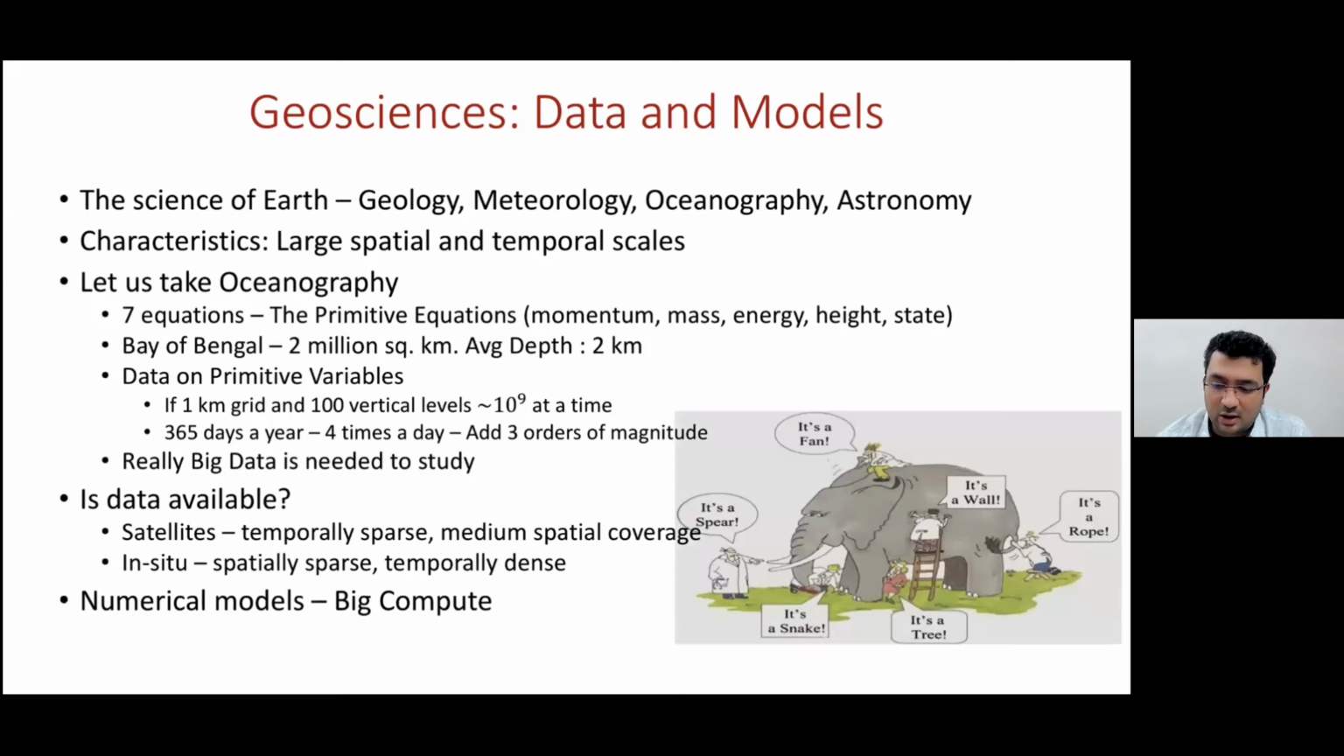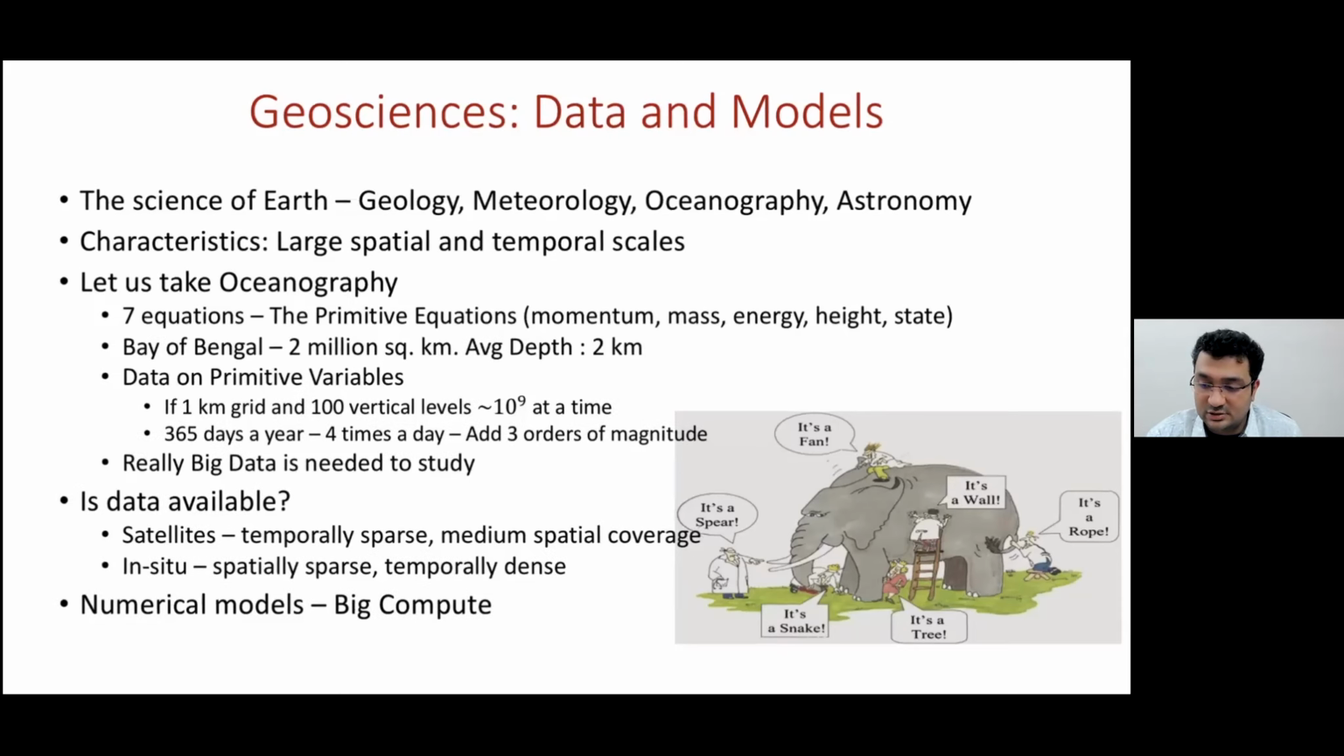In the end, what we are all really doing is like these 5 blind men looking at an elephant and trying to figure out what this elephant is doing. That's pretty much what we are doing in the geosciences. So you have all these different sources of data. And the question really is, how do you put all of these things together? What are the different ways in which you can do that?